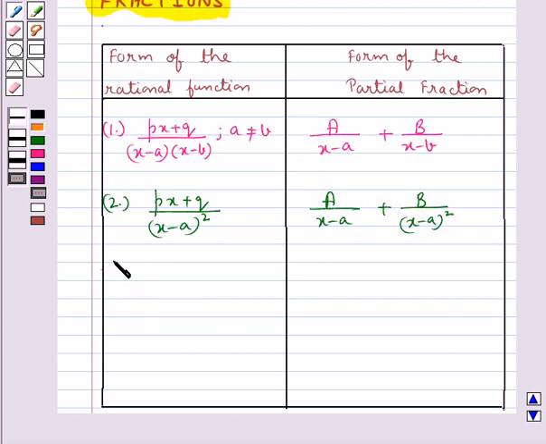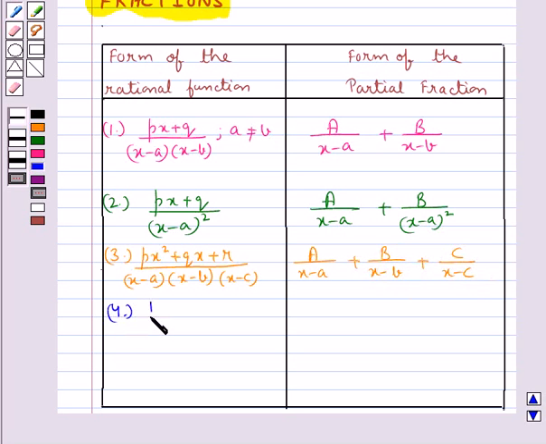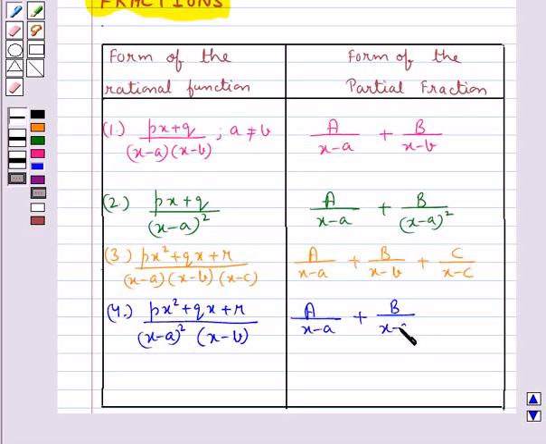Now, next is, if the rational function is of the form (px square plus qx plus r) upon (x minus a) into (x minus b) into (x minus c), then the partial fraction is of the form A upon (x minus a) plus B upon (x minus b) plus C upon (x minus c). Next form of rational function that we consider is (px square plus qx plus r) upon (x minus a) the whole square into (x minus b). Then the partial fraction would be of the form A upon (x minus a) plus B upon (x minus a) the whole square plus C upon (x minus b).